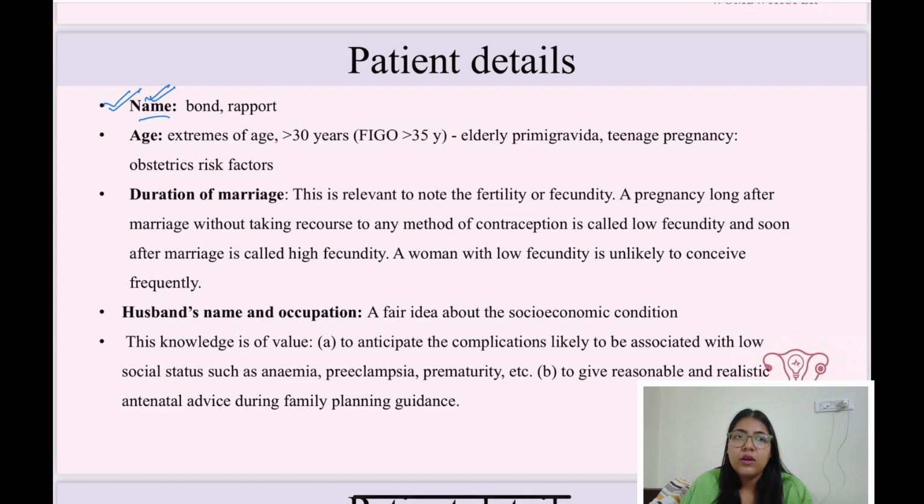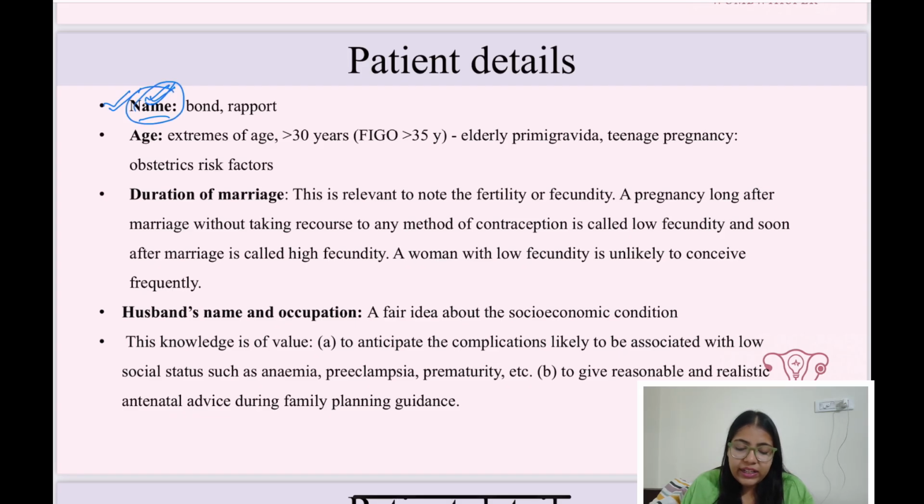We cannot call her "this patient, that patient," or we cannot use the word patient while we are talking with our colleagues also, like "this patient had this thing." So we should always say, okay, Mrs. X or Mrs. Y has this problem, so she is being admitted. So we should always know the name of the patient and we should call her by name only.